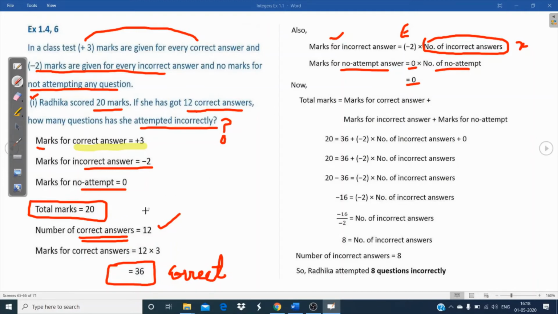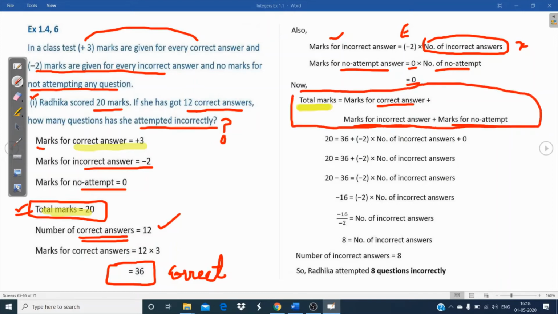Now, what is the given part here? Total marks was given in the question. They've given total marks as 20. So these 20 marks will equal what? Score of the correct answers, plus marks of the incorrect answers, plus marks of non-attempted. Let's put the values in this equation. The total marks given in the question is 20. And how are these 20 marks coming? From all correct answers' marks, incorrect answers' marks, and non-attempted marks.